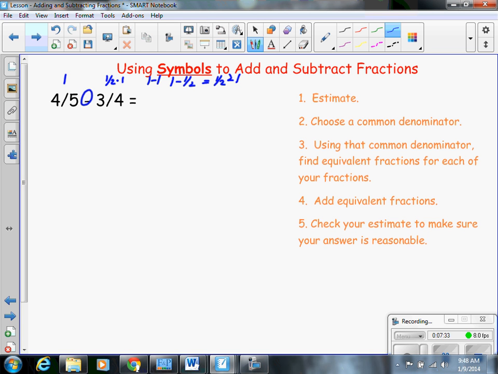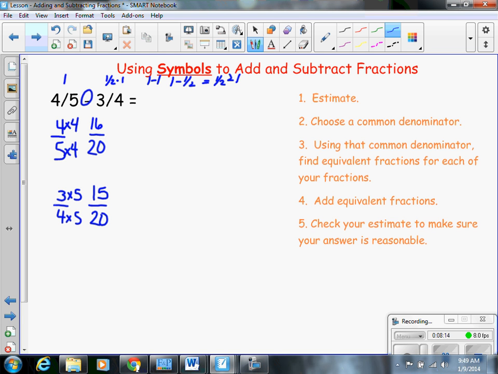Okay, so we have to find a common denominator. So I write my numbers underneath each other, 4/5, 3/4. A denominator that 5 and 4 both go into. If we do 5 times 4, it would be 20. So 4 times what equals 20? 4 times 5. Do the same to the top. 3 times 5 equals 15. Then up here we do 5 times what equals 20? 5 times 4. Do the same to the top. 4 times 4 is 16.